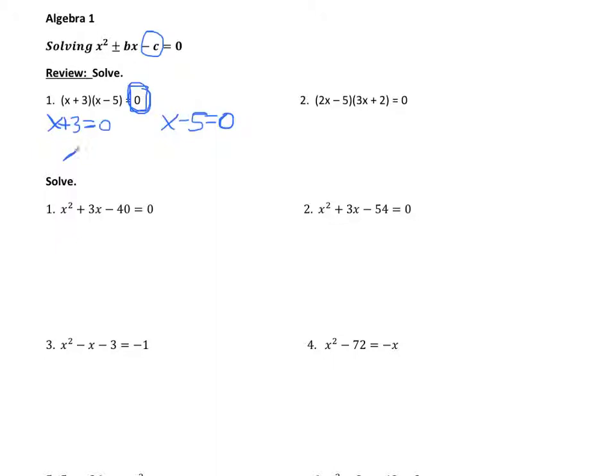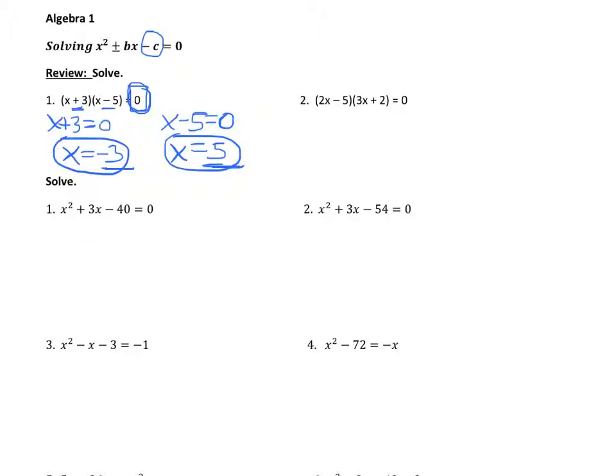So for this, you're going to subtract 3 from both sides, which gives you negative 3 as a solution. And then the next one, you're going to add 5 to each side. You're going to get x equals 5 for a solution. So all these ones, the factoring techniques, you're going to get a negative solution and a positive solution because the signs inside are mixed. Right? There's one that's a plus and there's one that's a minus.